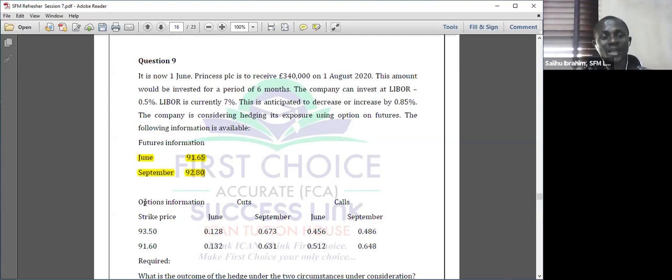Now, option information. We have put. It's not call, please, it's put. Put option, we have call option. Now, these are the strike prices. Strike price is the same thing as exercise price, okay? Strike price or exercise price. We have June, we have September.